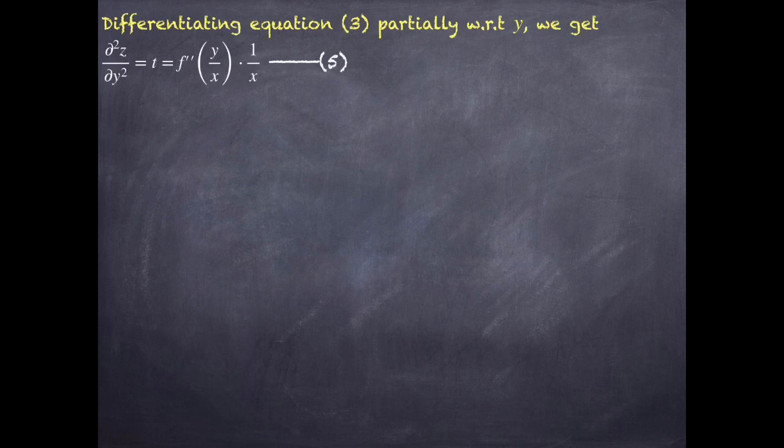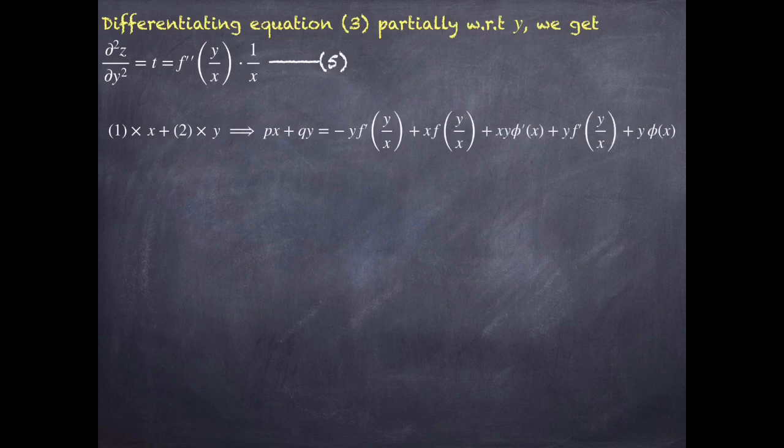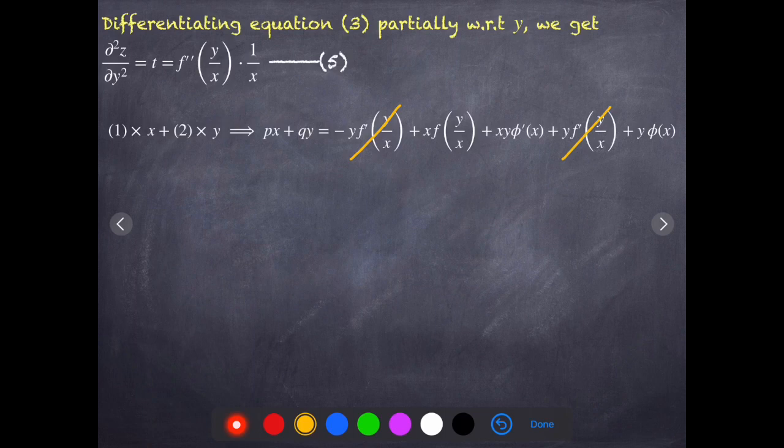Now multiplying equation number 1 by x and equation number 2 by y and adding together, we will get px plus qy is equal to minus y into f dash plus x into f dash plus xy into phi dash plus y into f dash plus y into phi of x. Okay, observe here, this particular term gets cancelled, and observe these two terms, this one and this one, it's nothing but the given equation z. Okay, I will call the second and last term as z, and the remaining term is xy into phi dash of x. Call that equation number 6.